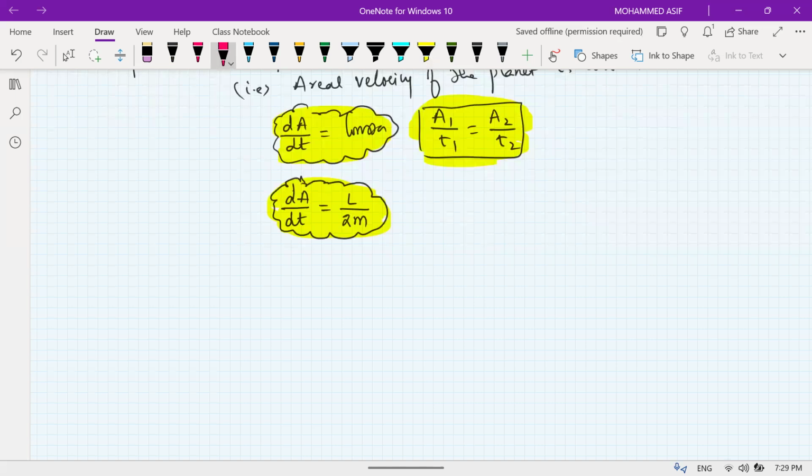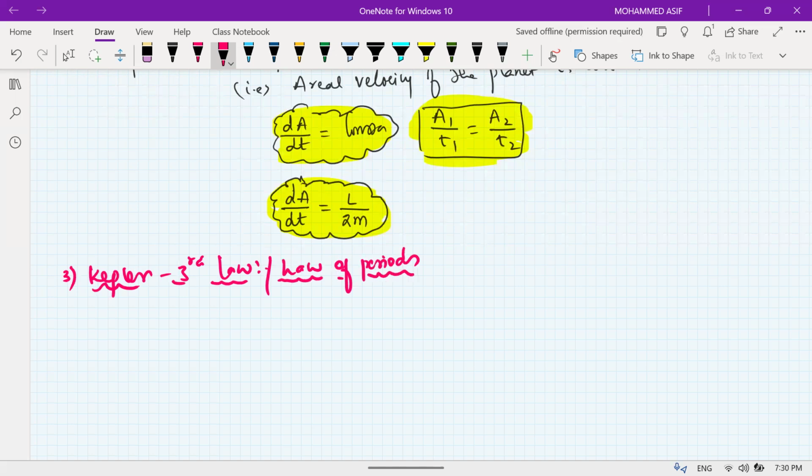Third one, Kepler's third law, also known as the law of periods. Whose definition do you remember? Very famous.